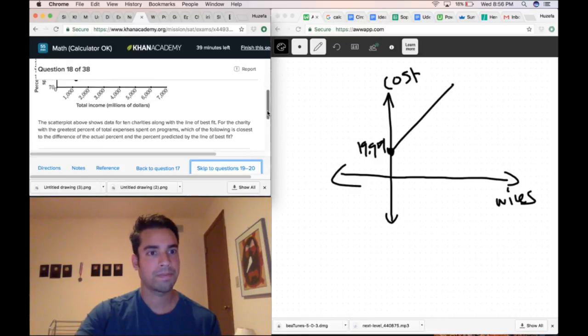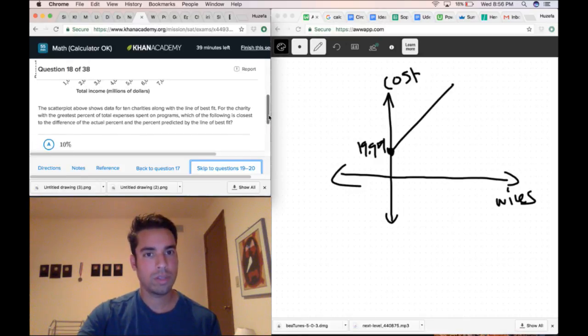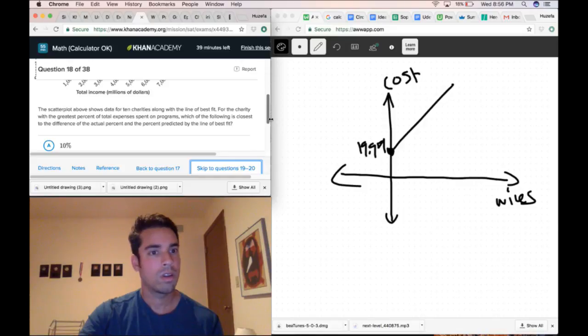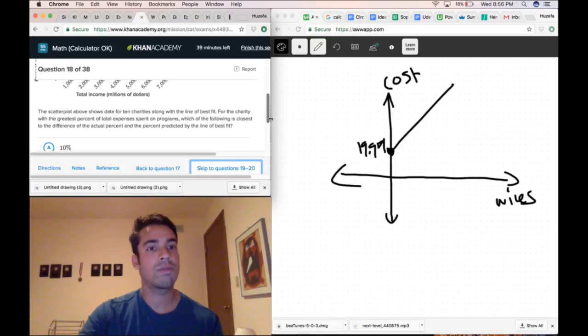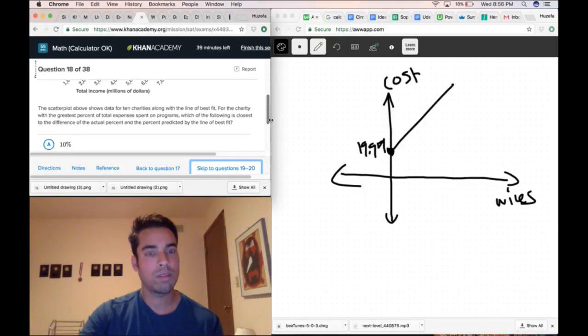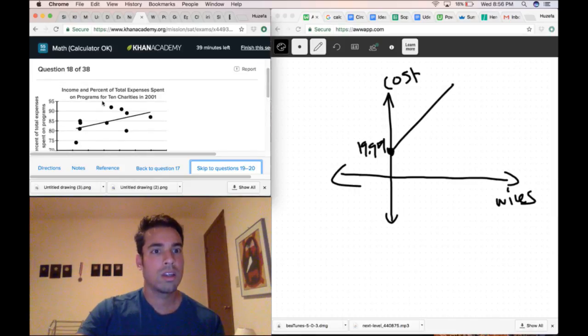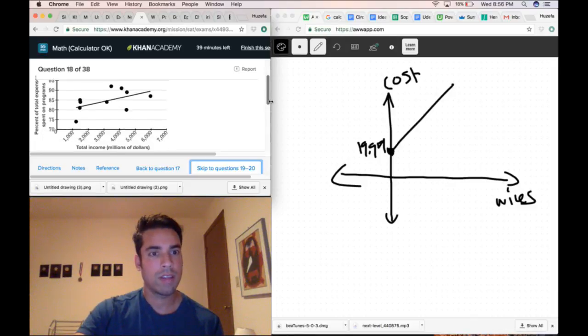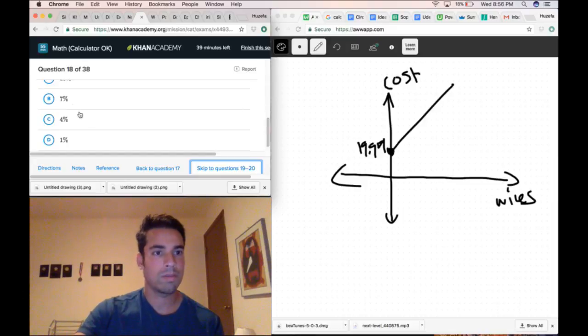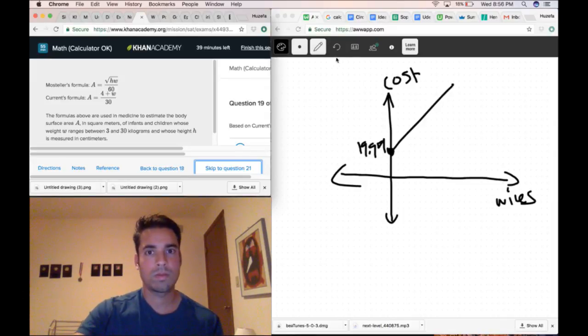Let's see what the question asks. It shows data for 10 charities along with the line of best fit. For the charity with the greatest percent of total expenses spent on programs, which of the following is closest to the difference of the actual percent and the percent predicted by the line of best fit? Here is our greatest percent, and here's what it predicts. So it's like 92.5 minus 85, which is like 7.5. That's what I'm going with. This is a bit of a tricky problem, but I'm going to go with 7. Okay.